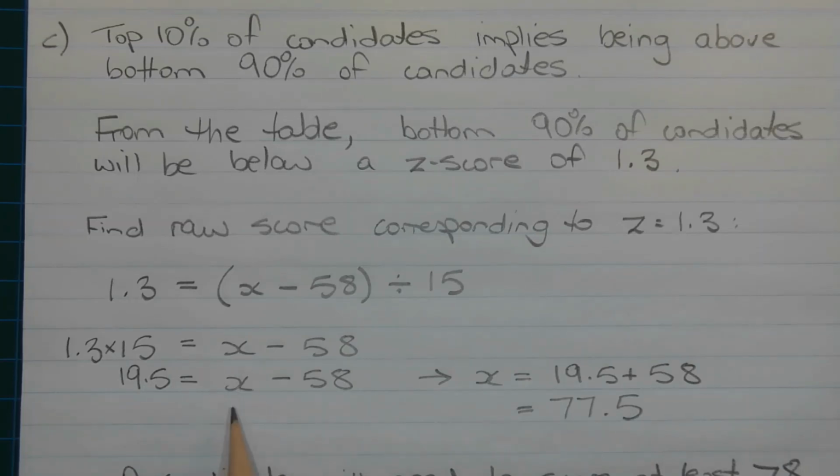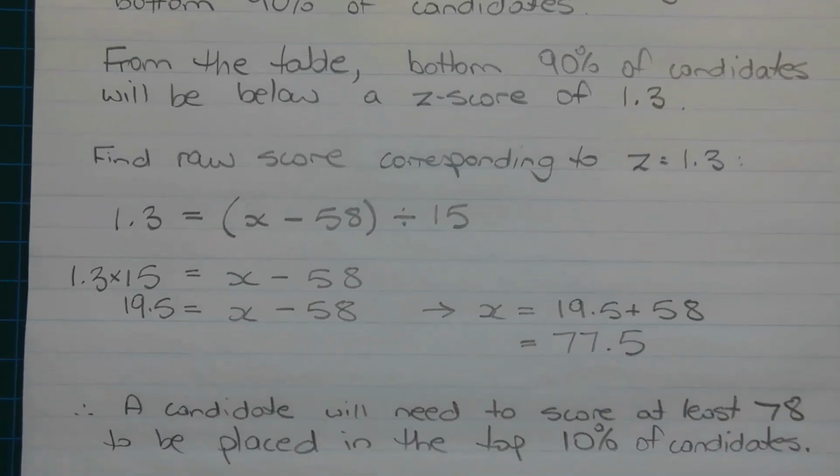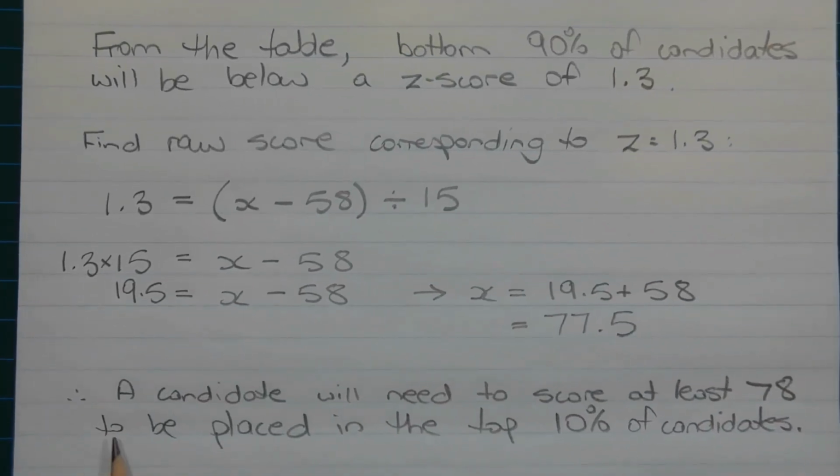So isolating x, which is our raw score, we get x is equal to 19.5 plus 58, which equals 77.5. If we round that up, we get 78. Therefore, a candidate will need to score at least 78 to be placed in the top 10% of candidates.